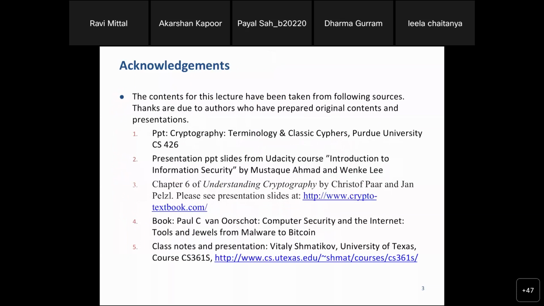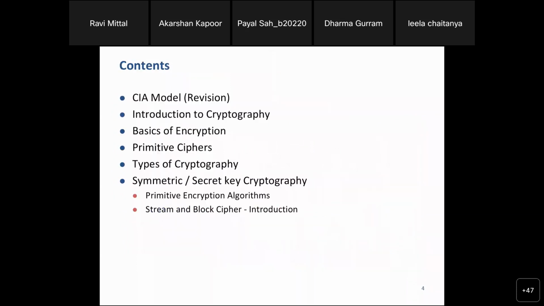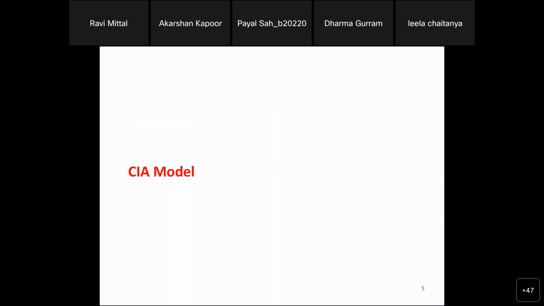These are the contents. These are the sources from which I have taken the contents, and you can read some of these if you want. Especially this book is quite nice. So we'll take up some of these topics because we have about half an hour left. The CIA model we have studied in depth, and the purpose here to discuss it again is that we want to achieve these functionalities through cryptography.